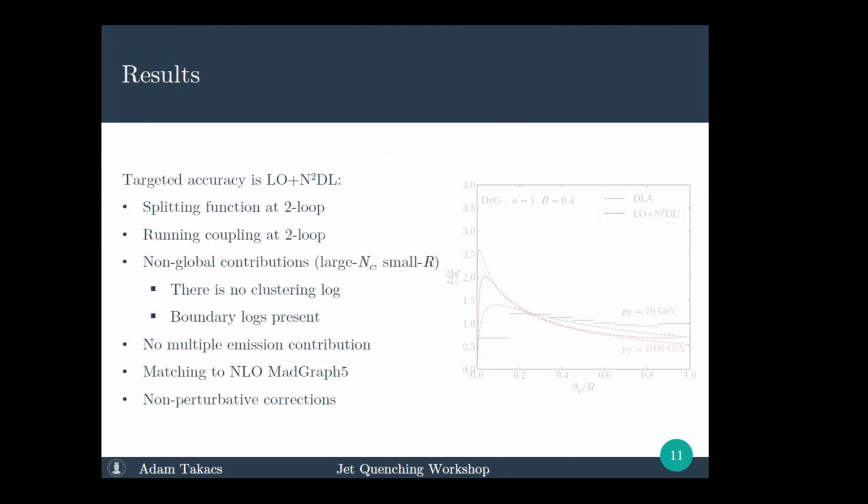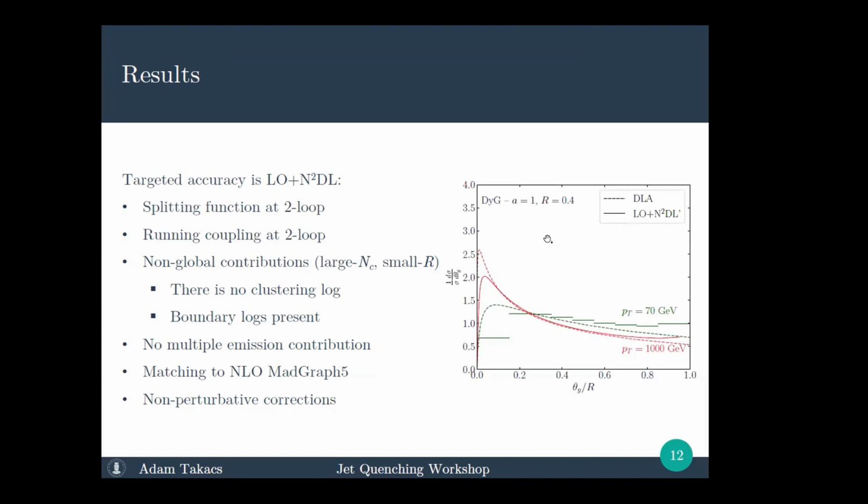Of course, if you would like to achieve a high accuracy, there are certain objects that you have to include in your analytical calculation, like fancy splitting functions, fancy running coupling, and other terms like non-global contributions, like emissions going out of the jet cone and then entering again. This is what we spent time on in the first paper, and we came up with this quite high accuracy, which is next-to-double-log. It's similar to next-to-leading-log accuracy.